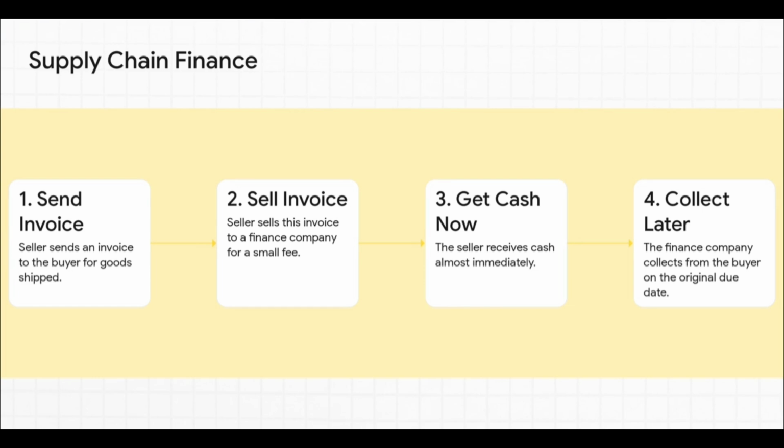Let's walk through it. So, step one. The seller ships the goods and sends their invoice to the buyer. But instead of waiting, say, 60 or 90 days to get paid, they can take that approved invoice and sell it to a finance company. Step 3, the seller gets their money almost immediately, minus a small fee. Then, the finance company just waits and collects the full amount from the buyer when the invoice is actually due.